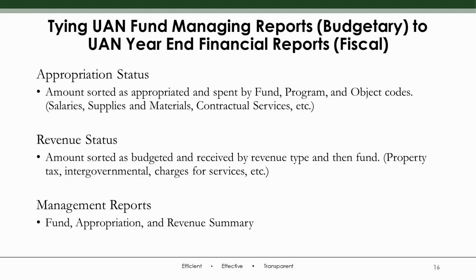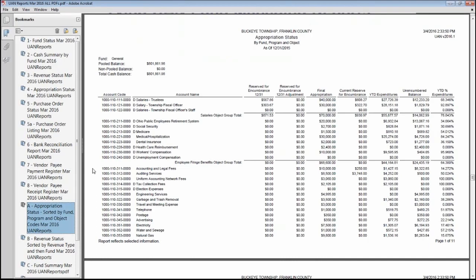And then we also have management reports, which allow us to view some of the same information that we have looked at previously, but within the context of a fiscal or year-end financial report position. So if I go to the appropriation status report that we had already run before, here I have it sorted by fund, program, and object code. And if you note, salaries are now grouped.